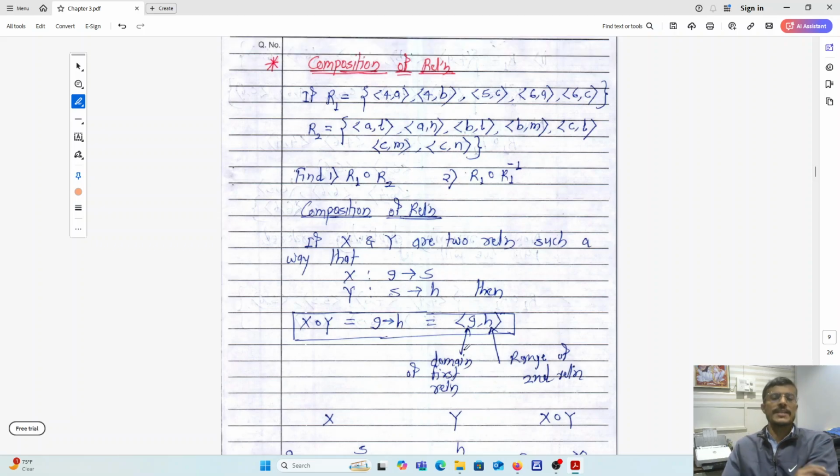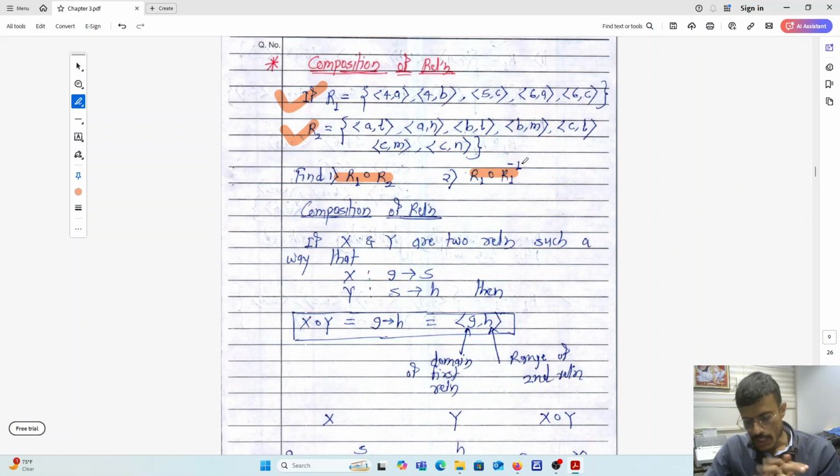Now the next point is composition of relation. So what is meant by composition of relation? First of all, see, these are the two examples. R1 is equal to 4a, 4b, 5a, 5c, 6a, 6c. R2 is equal to AL, AN, BL, BM, CL, CM, CN. You have to find R1 composition R2, and R1 composition R1 converse or R1 bar. Fine. So what is meant by composition of relation?